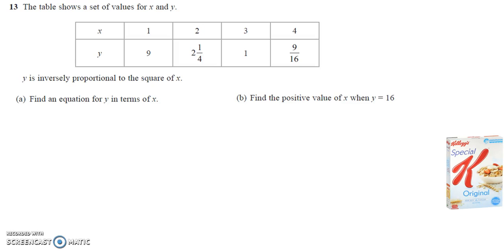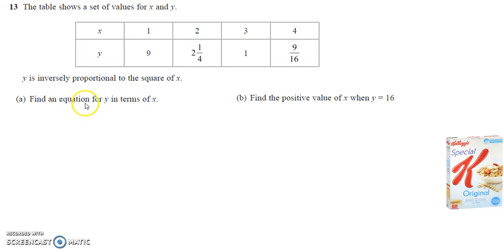Okay, right, so question 13, we've got a table that shows a set of values for x and y. So we've got some different values for x, 1, 2, 3 and 4, and their corresponding y values down here. So there's some link between these values. There's a formula that links them, and it says y is inversely proportional to the square of x. Alright, so like x squared.